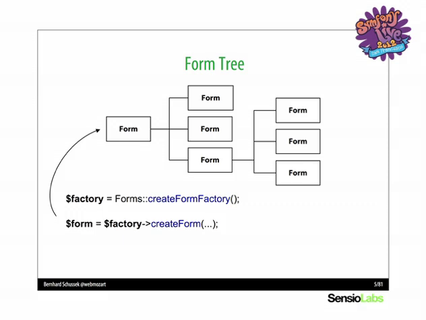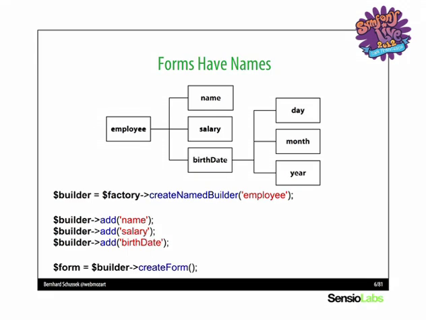But forms, if we represent them like that, are not very expressive. We need some way to identify the different forms within that tree. That's why we gave them names. So the root form in our case is named employee. Then we have the 3 fields name, salary, birthDate, and the birthDate has 3 fields named day, month, and year. Straightforward.